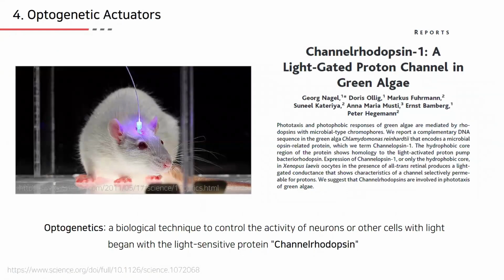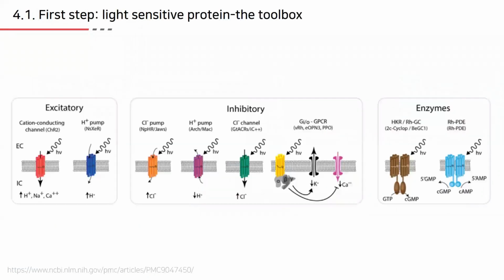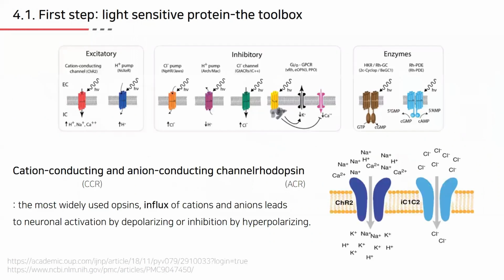Optogenetics is a technique to control the activity of neurons or other cells with light. This began with the discovery of a light-sensitive protein, channelrhodopsin. First of all, optogenetics requires light-sensitive proteins. Cation-conducting and anion-conducting channelrhodopsins are the most widely used opsins, and the influx of ions leads to neuronal activation by depolarizing or inhibition by hyperpolarizing.